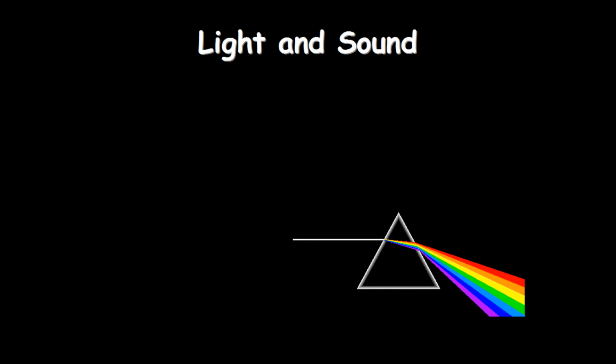Hello friends, today we are going to discuss light and sound. Light and sound both are waves. Light is an electromagnetic wave while sound is a mechanical wave.